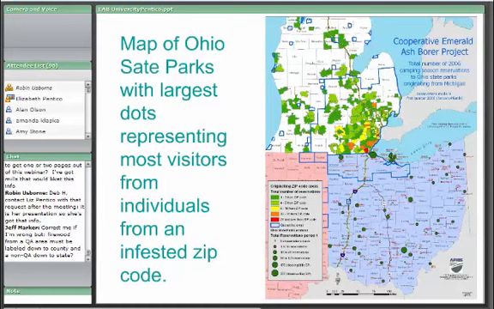The Michigan portion of the map, as you go from light green to red, shows you the number of people that came from that infested zip code, with red being the highest amount. And we've used maps like this all over the nation, using reservation data from state parks and federal parks to help us figure out where our greatest risks are so that we can use our personnel and our resources the most efficiently.